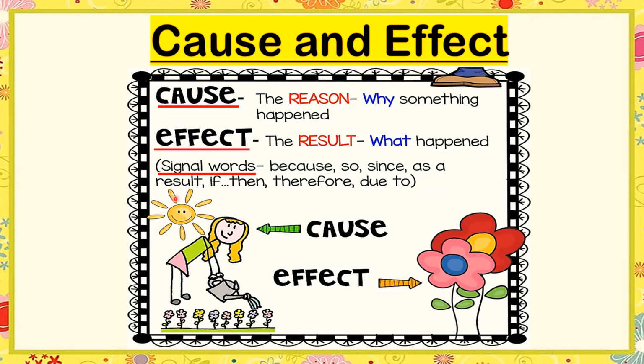So class, we can see here an example of cause and effect. You can see here the girl planting a flower. That is the cause. And because she planted the flower, the flower grew into this. That is the effect. So the cause happened first before the effect. Effect will never happen if there is no cause.